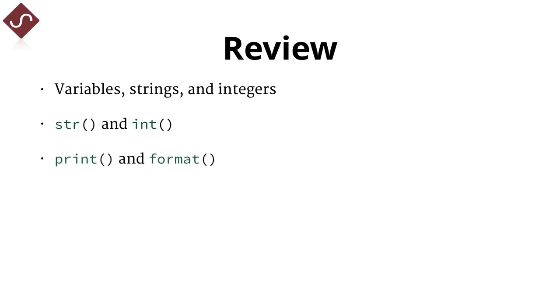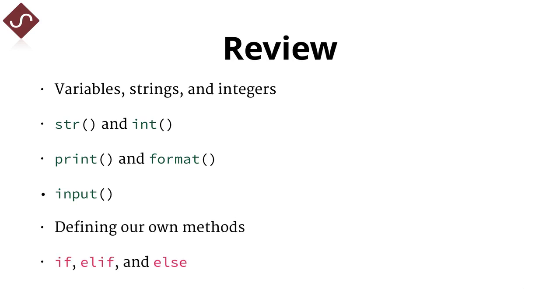We've looked at the print and the format methods. The print takes in a string and prints it out to the user. The format is applied on a string and can substitute placeholders for variables. We've also looked at the input method, which asks the user a question and allows us to get a value back and assign it to a variable. And we've also looked at defining our own methods. Finally, we looked at the if, elif and else keywords that let us split the flow of the program depending on one or more conditions.